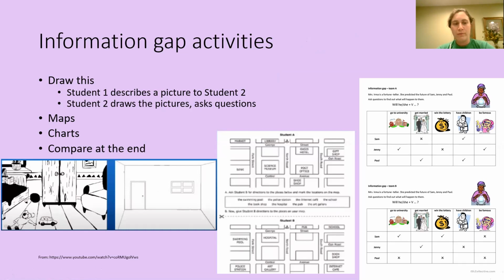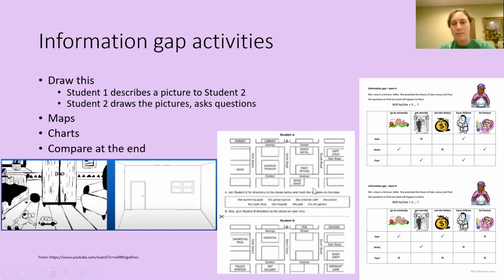So I wanted to talk a little bit about those. One activity is draw this. So student 1 will have a picture and they describe the picture to student 2. And then student 2 will draw the picture and then they will ask questions that clarify. So with this example, student 1 could say, there's a chair on the right side of the room, a toy car on the floor, and a teddy bear on the floor. And then student 2 will draw it, and at the end they can check.